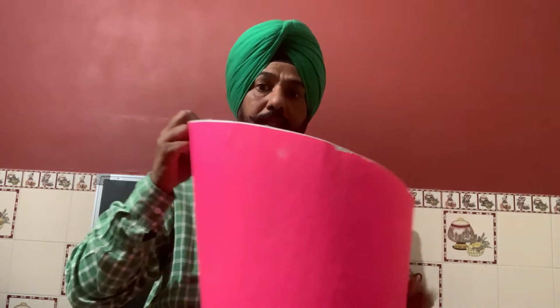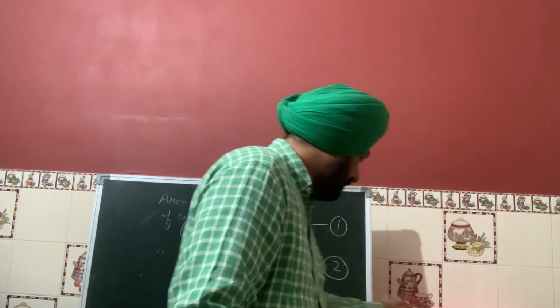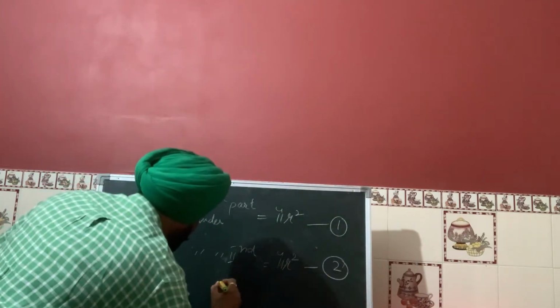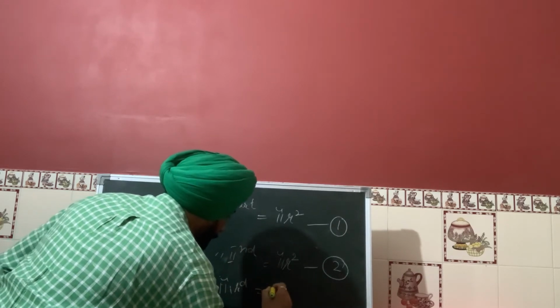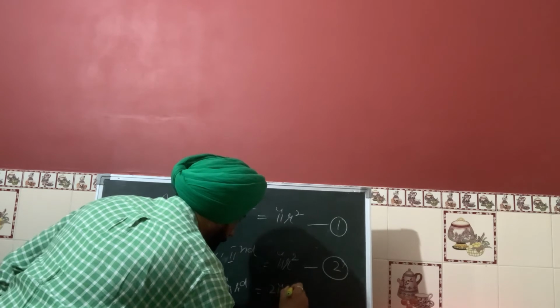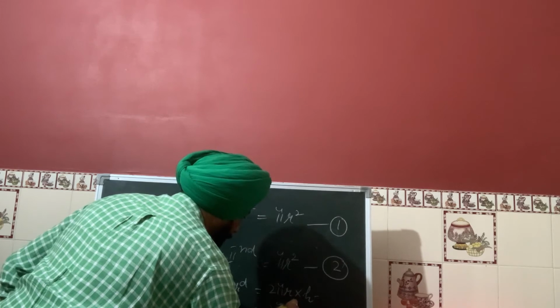So if the length is the circumference and h is the height or breadth of this rectangle, what is the area of this rectangle? Tell me the area of this rectangle. You are asking the students. Okay, the area of the third part is equal to 2 pi r into h. This is equal to 2 pi r h.